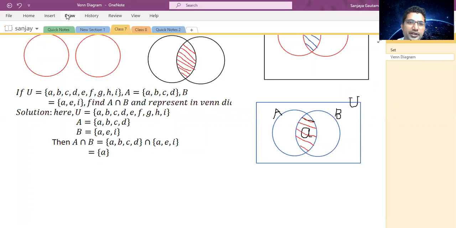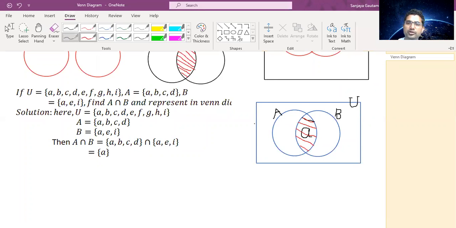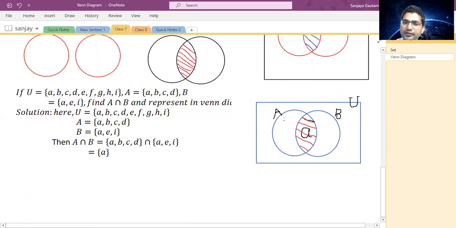A, B, C, D. A is already coming. So now what's left? B. Let's write B, C, now D. B, C, D. Okay. And what is the member of B? B is A, E, I. A is already coming. What is not coming? E and I.